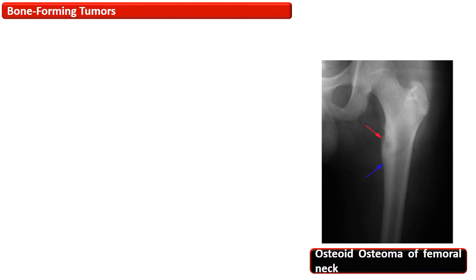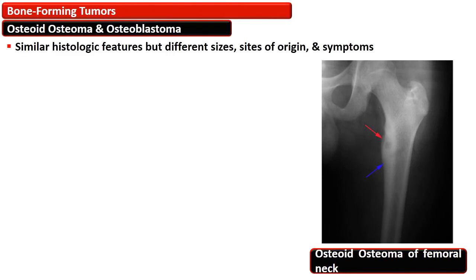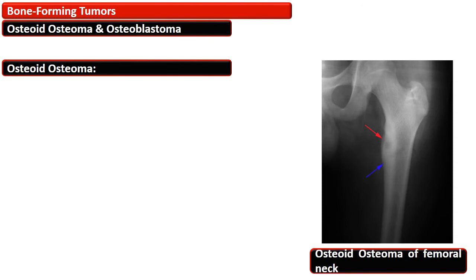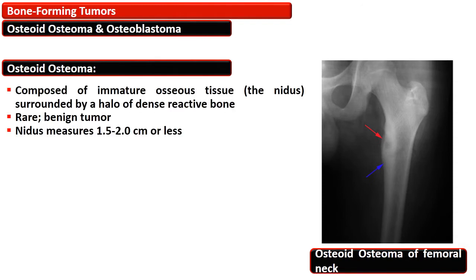Osteoid osteoma and osteoblastoma are bone-forming tumors. They both have similar histological features, but different sizes, sites of origin, and symptoms. The osteoid osteoma is composed of immature osseous tissue, which is termed the nidus, and this is surrounded by a halo of dense reactive bone. These are rare and benign tumors, and the size of the nidus is about 1.5 to 2 centimeters or maybe less.